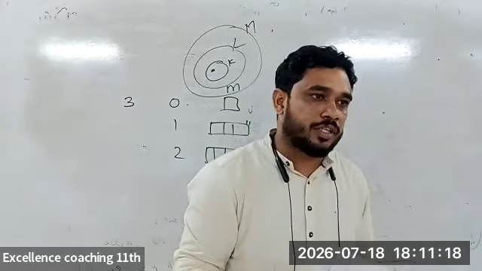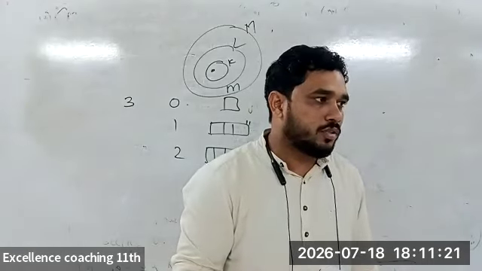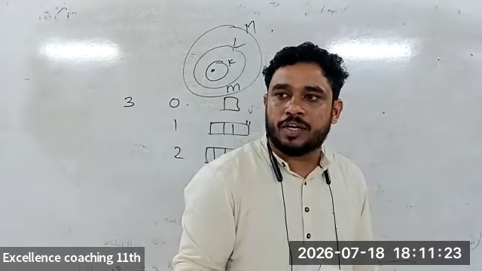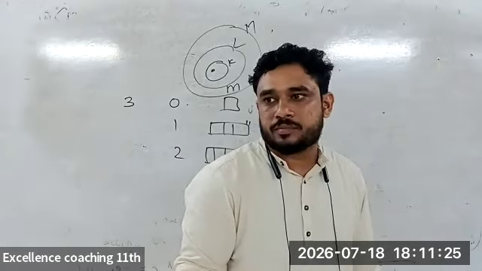Justify whether the combination of quantum numbers is possible or not. N is equal to 3, L is equal to 3. Not possible, because L should be what? 0, 1, and 2. Like this you have to explain.